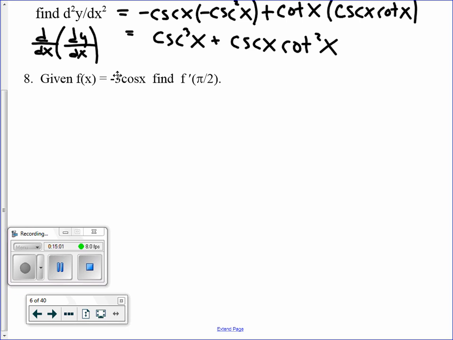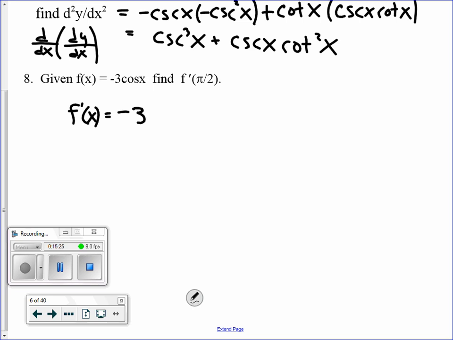Okay, we're asked to find, in number 8, the derivative at pi over 2. Whenever you're asked to find the derivative at any number, you always have to first find f prime of x first. So you do not have to use product rule here. Remember, when the first factor is a number, the constant multiply rule, you can just leave that there.